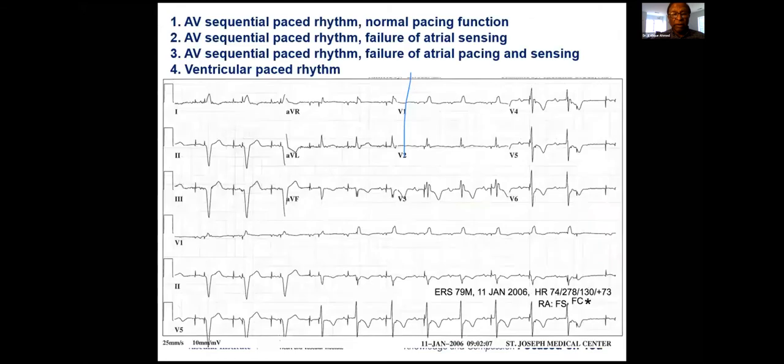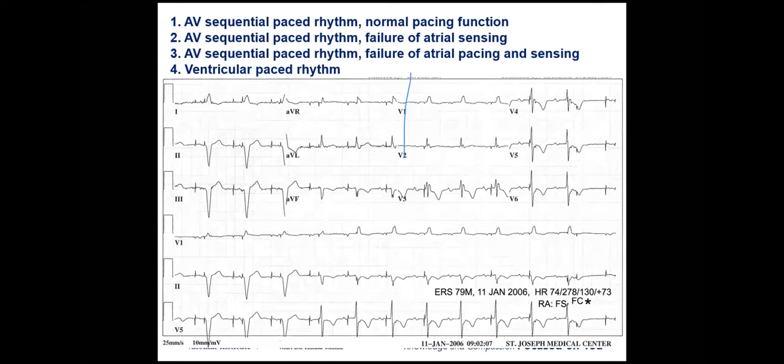One more and I'm done here. This. Please carefully look at the rhythm strip at the bottom. What you are looking for, audience, is: is it pacing in the atrium? Is it pacing in the ventricle? Is it capturing the atrium? Is it capturing the ventricle? Is it sensing an intrinsic P wave or is it not? That's what we're looking for.